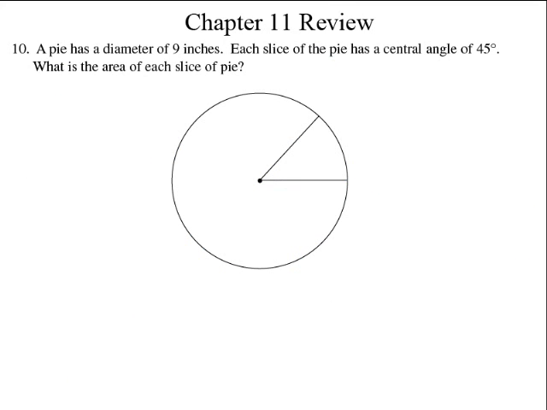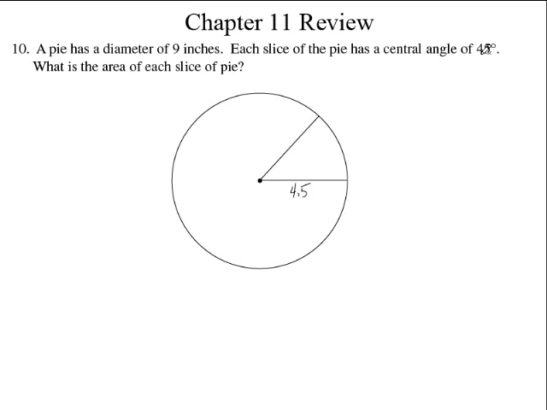Alright, this is the last problem on this quiz. Last problem of the review. Thank goodness. I'm as tired of doing this as you are, I'm sure. Alright, here we go. Number 10, it says a pie has a diameter of 9 inches. So it has a diameter of 9. Don't put the 9 right here. The diameter is 9. What is this? That's the radius. So let's just put 4.5 for the radius.